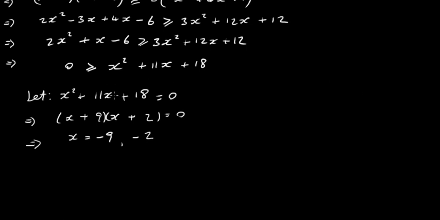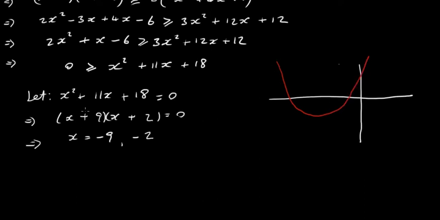So what does that mean? If we were to plot that, it will look something like this. It's a quadratic, it's a positive x squared, so it's a U shape, and we have our two roots. We know that it crosses the x-axis here at minus 9, 0, and this one here is going to be minus 2, 0.